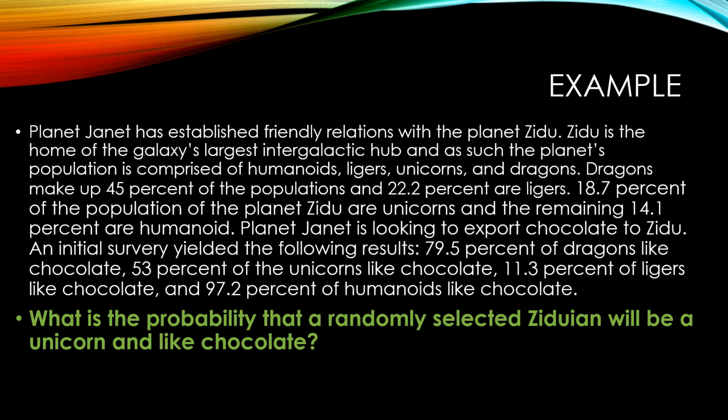So Planet Janet has established friendly relations with Planet Zidu. Zidu is the home of the galaxy's largest intergalactic hub. This isn't very important, such as the planet's population, Dragons, okay, Ligers. Okay, 18.7% of the population of planet Zidu are unicorns. That's good to know. And the remaining don't care, that's not important. And so then we're going through and reading about chocolate, and 53% of the unicorns like chocolate. All right, now we've pulled it out.